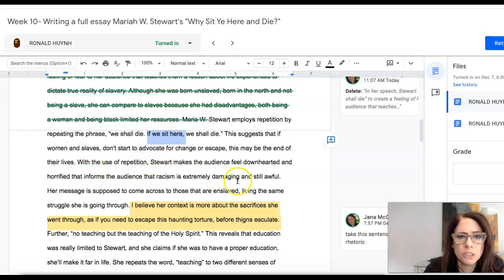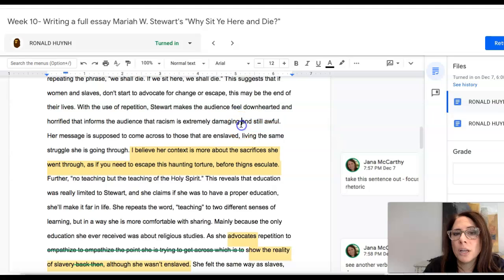With the use of repetition, Stewart makes the audience feel downhearted and horrified. That informs the audience that racism is extremely damaging and still awful. Okay, so remember, it's 1832, before the Civil War. So it's not today, right? So with the still awful, I wonder if it's like, make sure that your timing is in history and context is right. I believe her context is more about the sacrifice she wants.